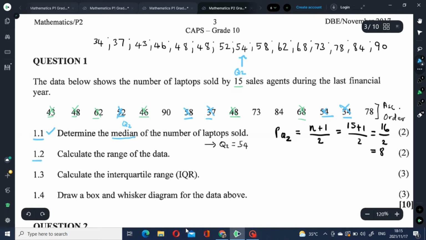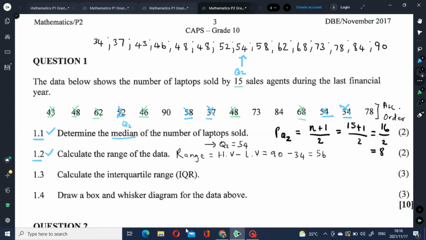In 1.2 they want us to calculate the range of the data. It's very straightforward. Just find the highest value, the lowest value, and find the difference between the two. So the range is the highest value minus the lowest value, and the highest value in this case is 90, minus 34, which gives us 56. It was quite easy. Let's have a look at the quartiles. Let's look at 1.3.